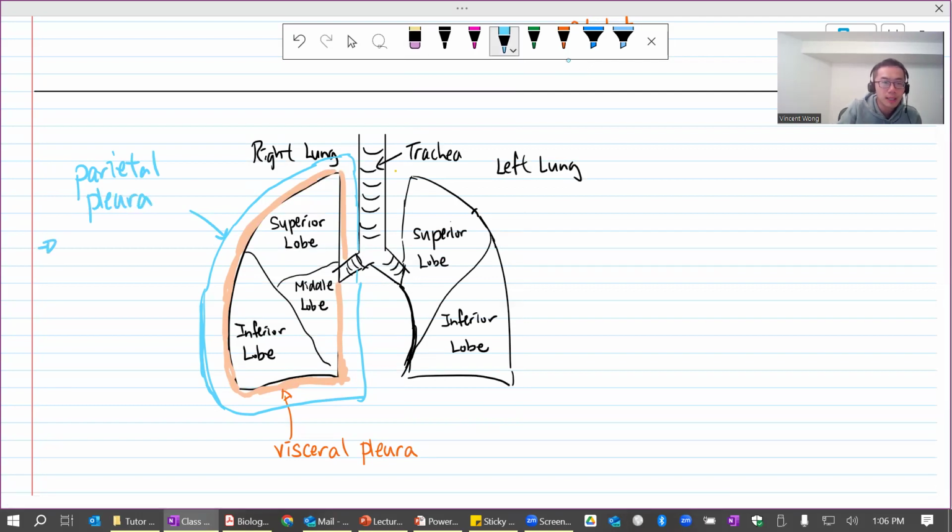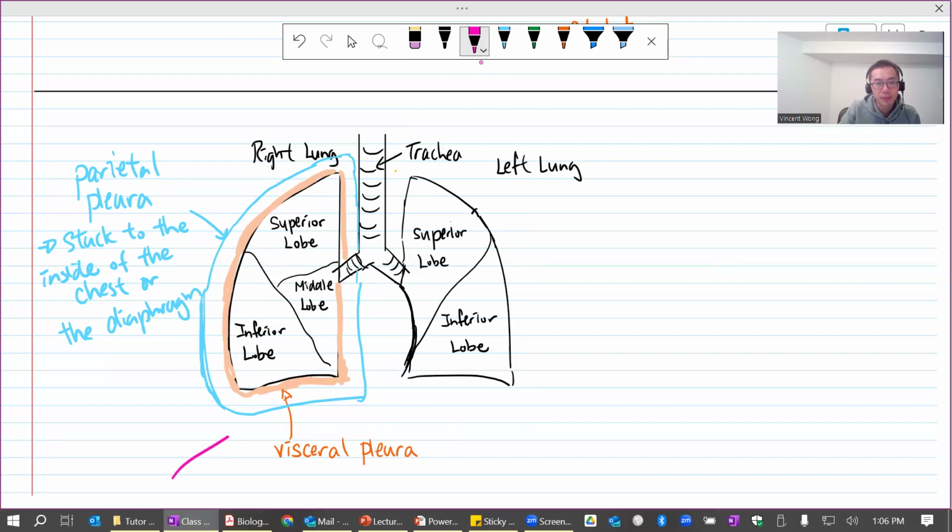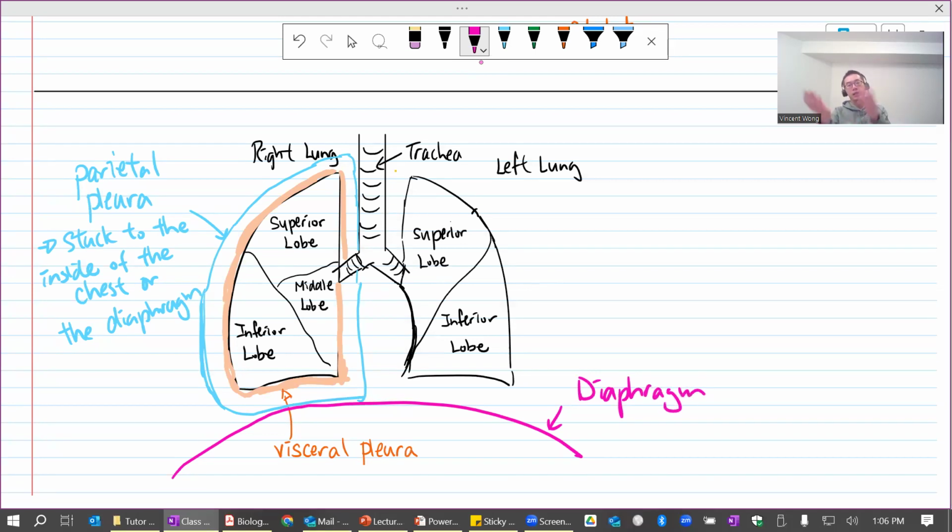Okay, so the parietal pleura is stuck to the inside of the chest, or the diaphragm. I'm going to draw the diaphragm for you. This is the diaphragm, okay? Diaphragm at the bottom. There you go. So at the bottom, it's stuck to the diaphragm, and then on the side, it's stuck to the inside of the chest, okay? Inside of the chest.